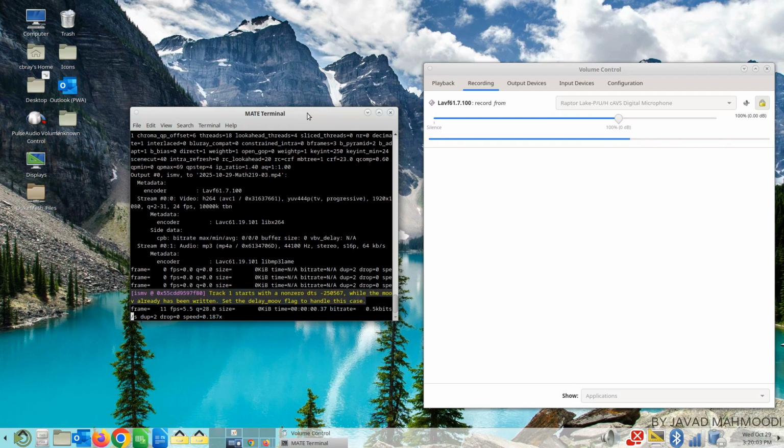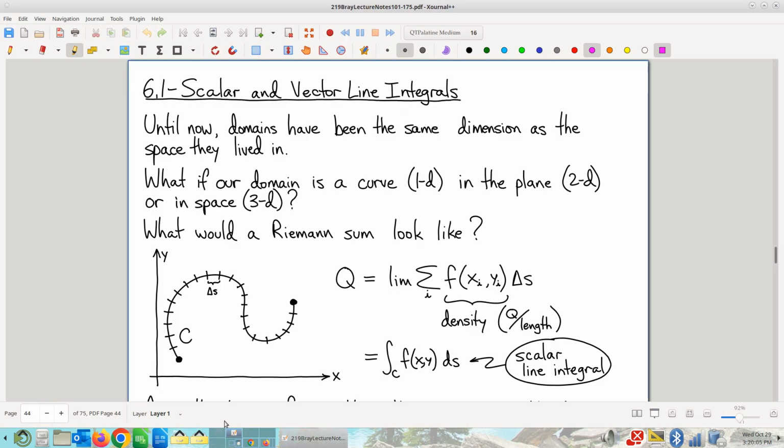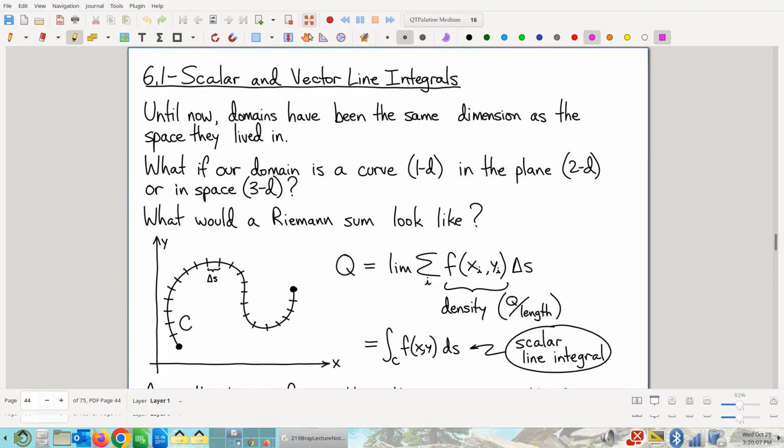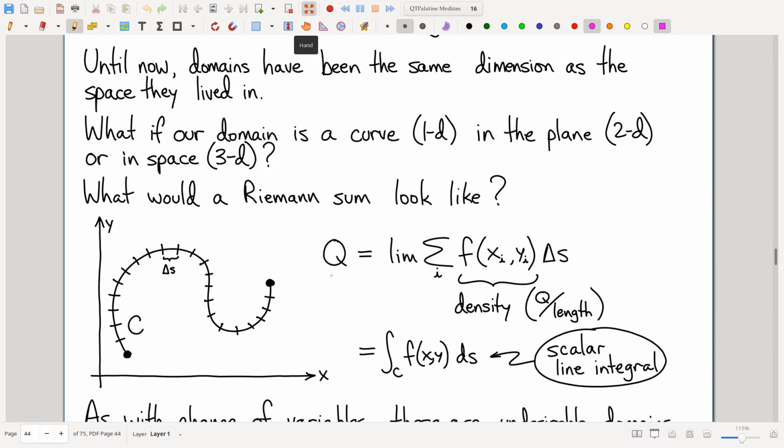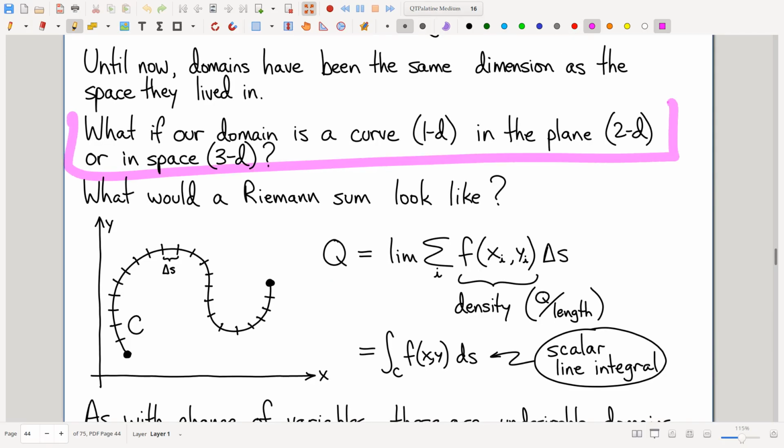Okay, off we go. So, last time, here's where we were. We were talking about this new idea called a scalar line integral. Kind of a weird idea. The big issue is sometimes our domain is what I like to call dimensionally weird. Right? It's the wrong dimension for the world that it lives in.